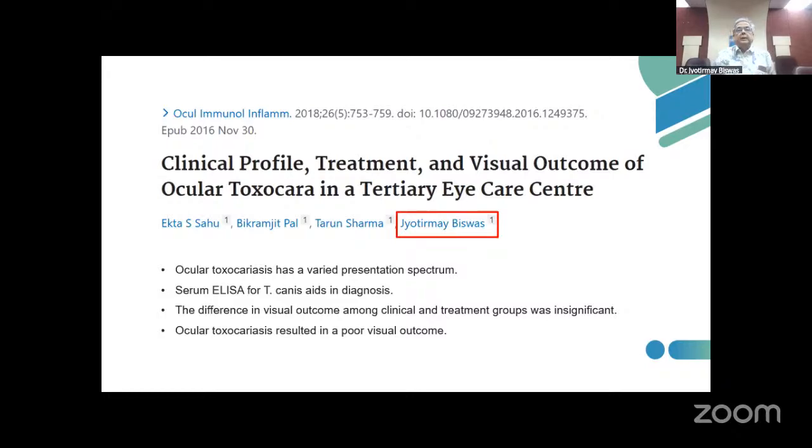This is a study we did, published in Ocular Immunology and Inflammation, on ocular Toxocara, its clinical presentation. Serum ELISA for Toxocara canis aids in the diagnosis. The difference in the visual outcome between the clinical and treatment groups was insignificant. Ocular toxocariasis is not a good disease, with poor visual outcome. Most of the patients had poor visual outcome, in contrast to toxoplasma. Toxoplasma is a very good disease. Toxocara is not a good disease.